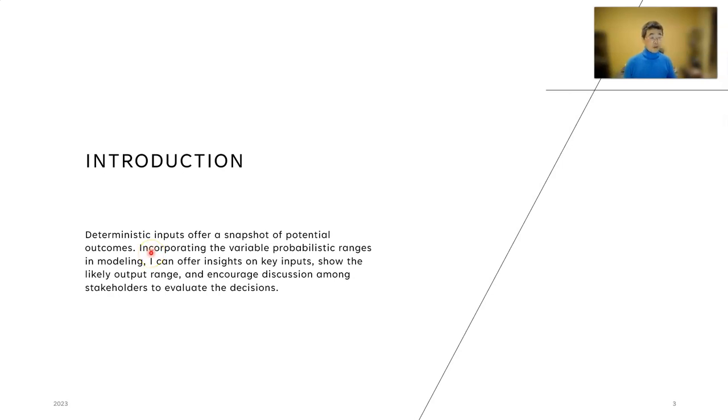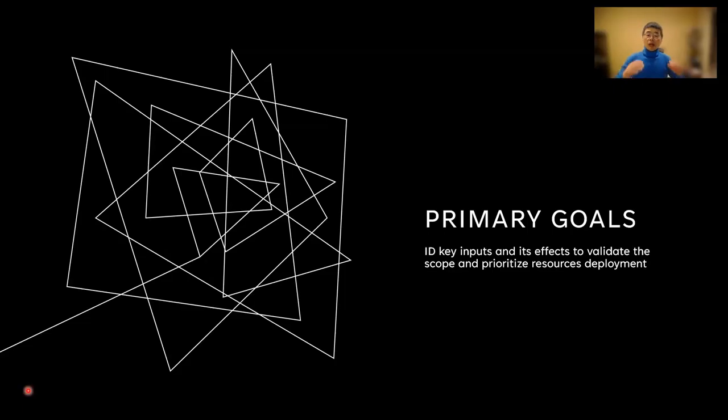Deterministic inputs offer a snapshot of our potential outcomes. Incorporating variables of probabilistic ranges in modeling, I can offer insights on key inputs, show the likely output range, and encourage discussion among stakeholders to evaluate the decisions. The primary goal of modeling is often to identify the key inputs and their effect, to validate the scope and prioritize resource deployments. Let's go through a case, meeting the demand curve.